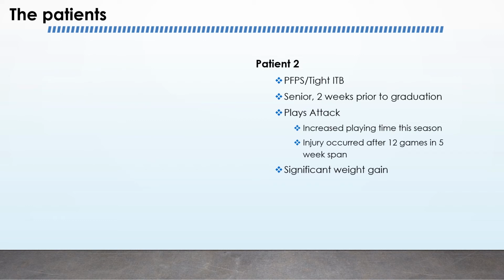Patient number 2 is my senior attacker who had patellofemoral pain syndrome as well as a tight T-band. Our original outcomes assessment happened 2 weeks prior to graduation, so I think that played a role in her health-related quality of life. Like I said, she played attack and has had increased playing time this season. She played about 20 minutes a game last year, and this year has increased to between 30 to 40 minutes per game. She first started complaining of her knee injury during our 5-week span of 12 games, which is a pretty significant load in women's lacrosse. She also had some significant weight gain. From the fall to the spring, she's gained about 30 pounds, which hasn't helped either her emotional or her physical health.